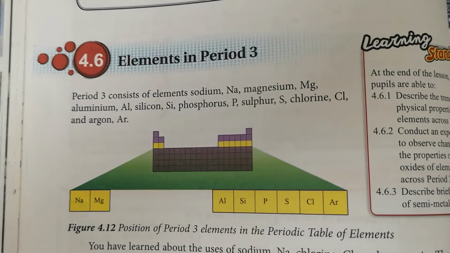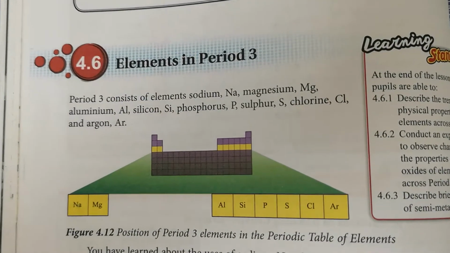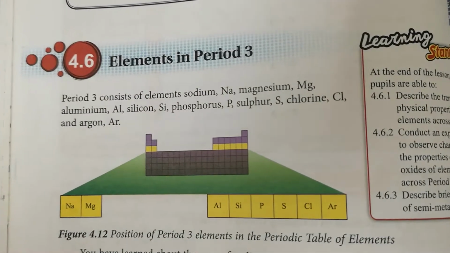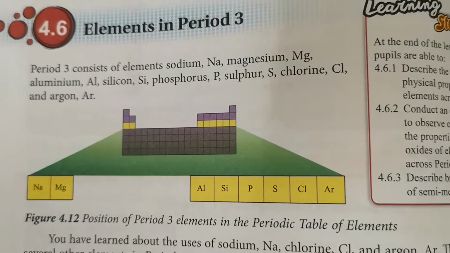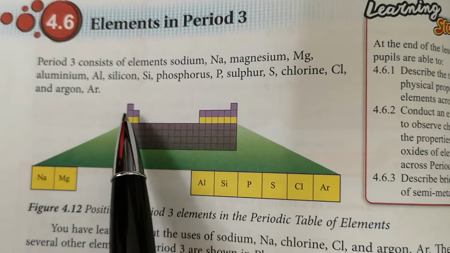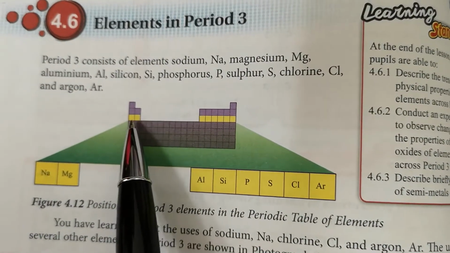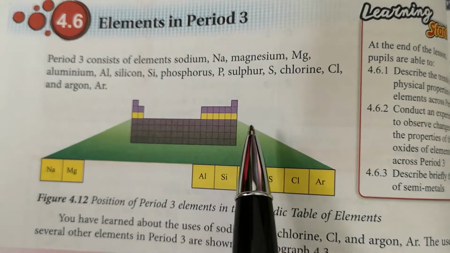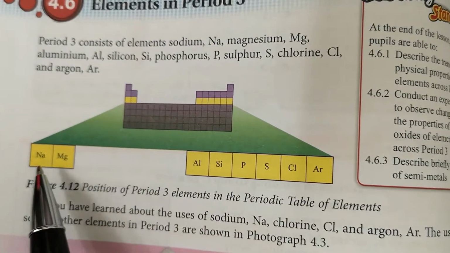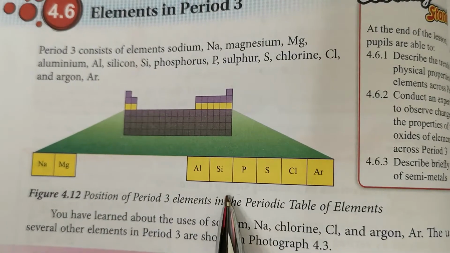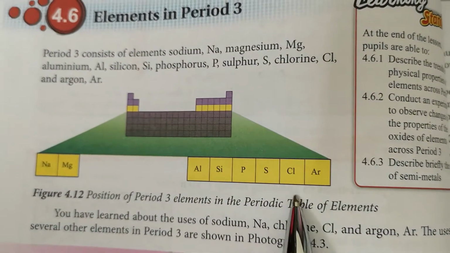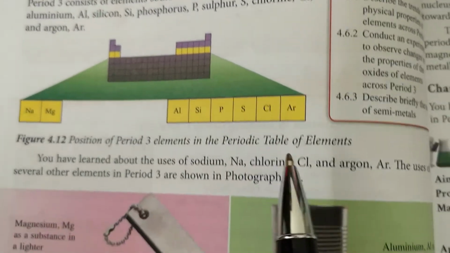Good morning, everyone. Today we are going to look at elements in period 3. Now, if you look at the periodic table, going across from left to right, that's period 1, period 2, and period 3 in the yellow boxes. So elements in period 3 are sodium, magnesium, aluminium, silicon, phosphorus, sulfur, chlorine, and argon.